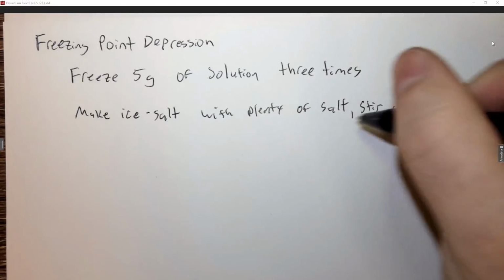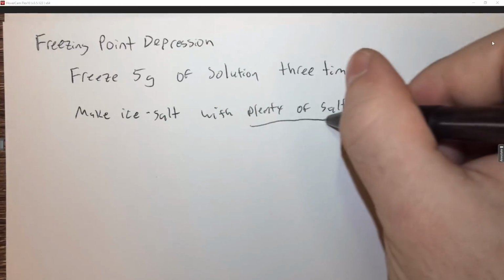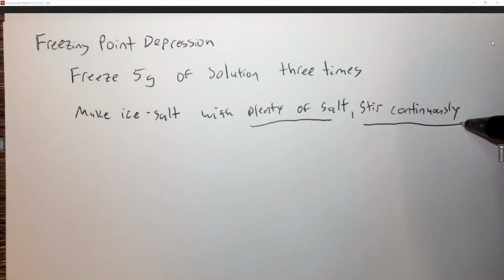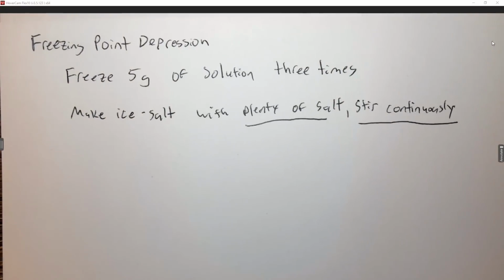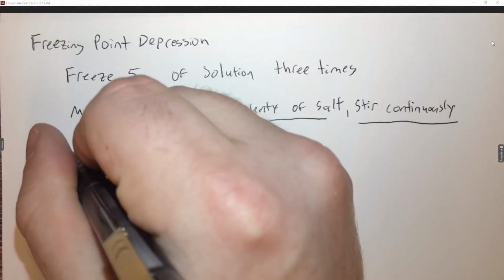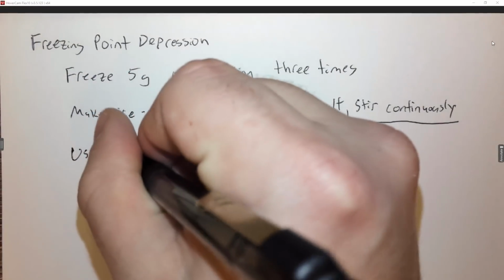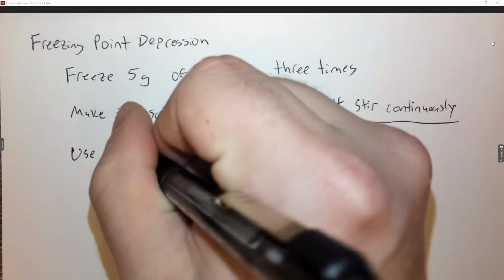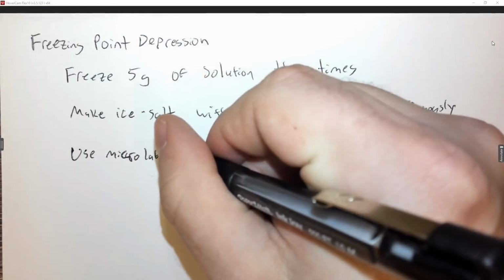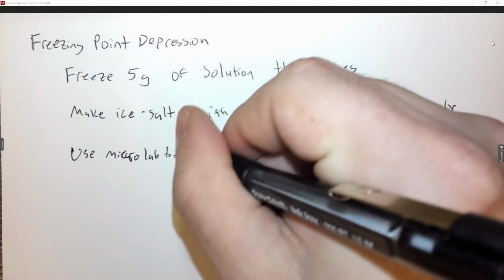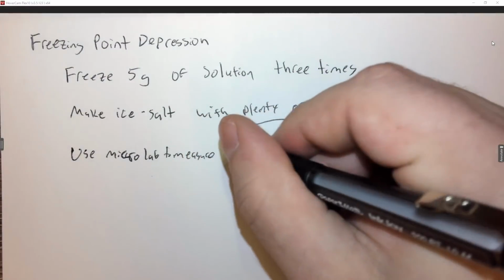These two parts are very important. You need to use plenty of salt, and you need to stir continuously. If you don't do these things, then the experiment will not work correctly, and you'll be unable to complete this section of the experiment. Once you've done this, you're going to use the microlab the entire time. In fact, you're going to use the microlab to measure the freezing point.